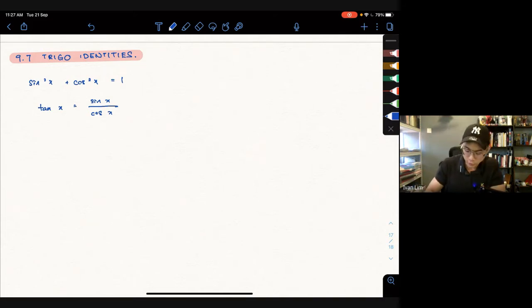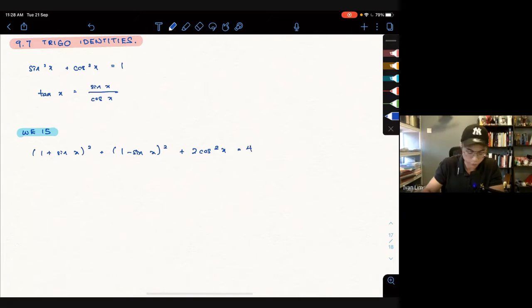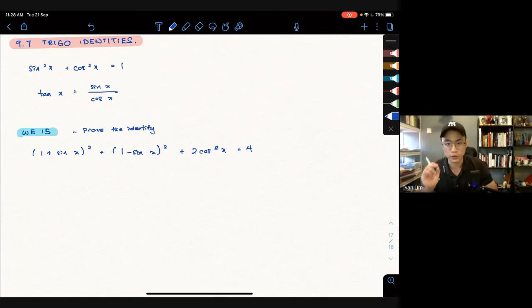Okay, so let's look at work example 15. All right, so prove the identity: 1 plus sine x square plus 1 minus sine x square plus 2 cos square x equals to 4. Okay, they are asking you to prove the identity. The keyword is prove. So they are not asking you to solve the question.